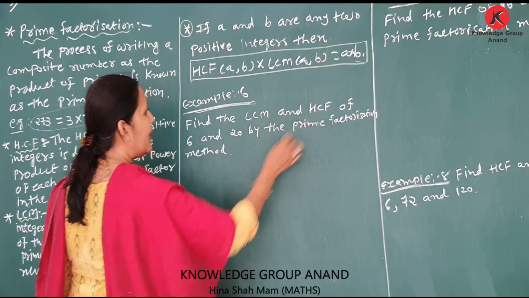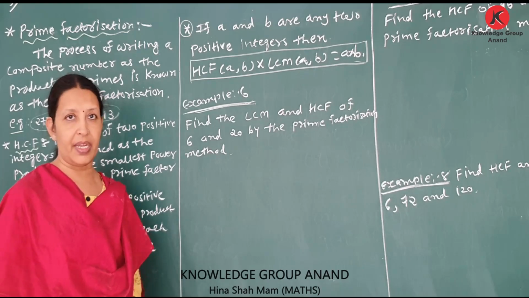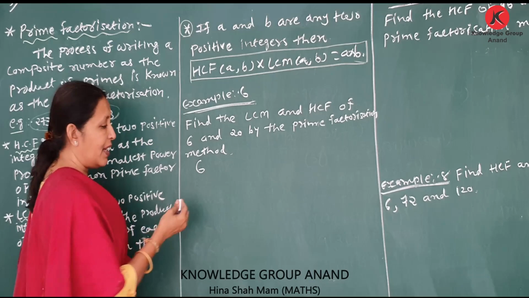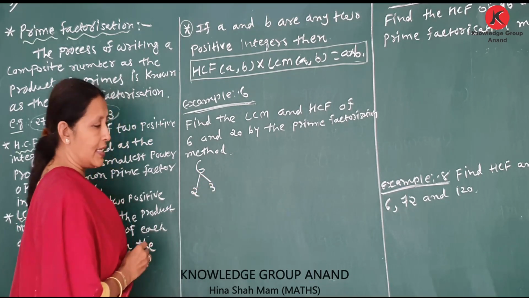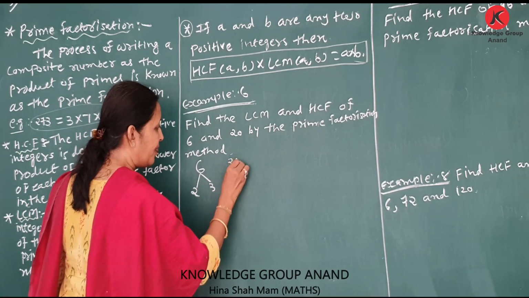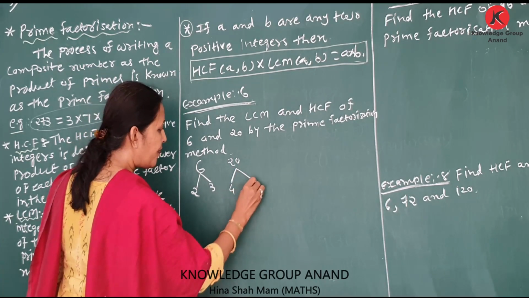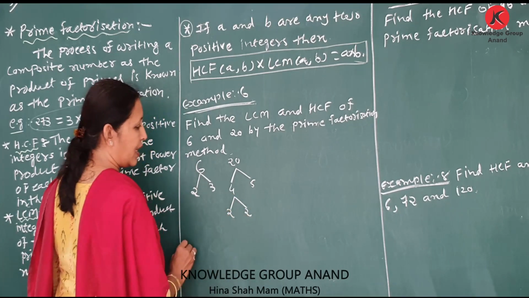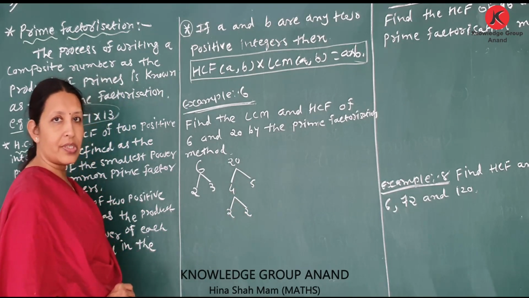Find LCM and HCF of 6 and 20 by prime factorization method. You use this factor by any method. Factors of 6 are 2 3s are 6. This method is called the tree method. Now 20. 20 is written as 4 5s. 4 is written as 2 2s. Clear? These are prime factors.